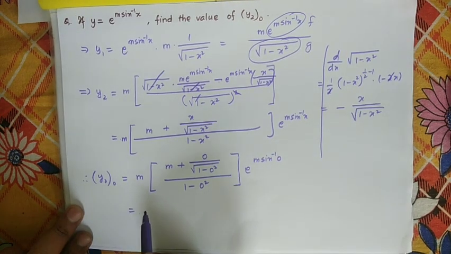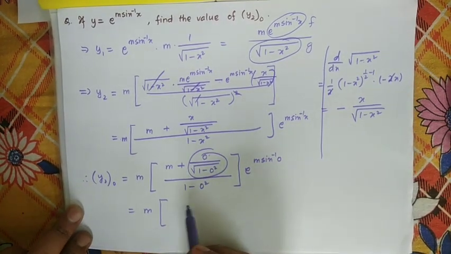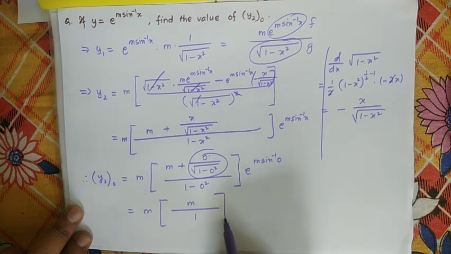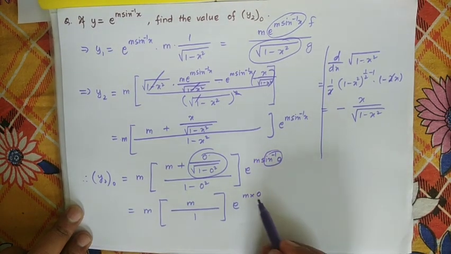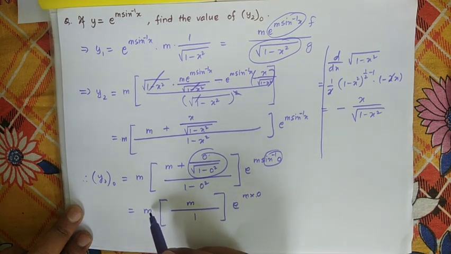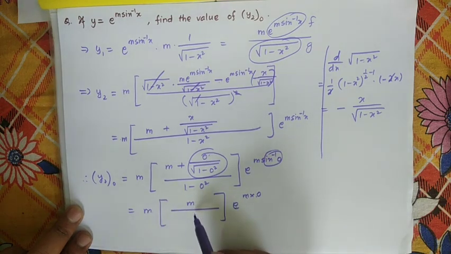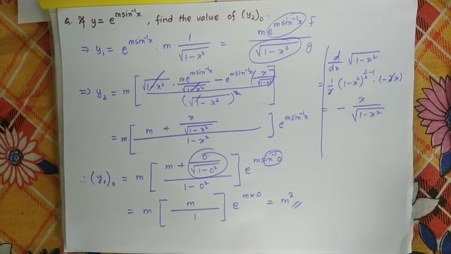Okay, simplify this. So this quantity is 0, and 0 by anything is 0, so it will be m plus 0, which is m itself, and 1 minus 0 square is again 1. Now e to the power m into sine inverse 0. Sine inverse 0 is how much? It is 0, so e to the power m into 0. Now m into 0 is also 0, so e to the power 0 is again 1, right? So 1 into m into m, this m by 1 is m, so it's going to be m into m, which is m square, and e to the power 0 is 1, so my answer is going to be m square. So pause the video to note down.